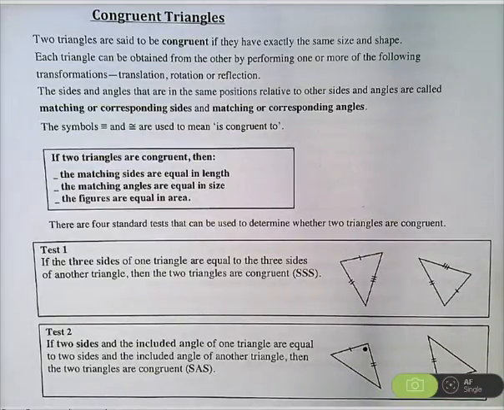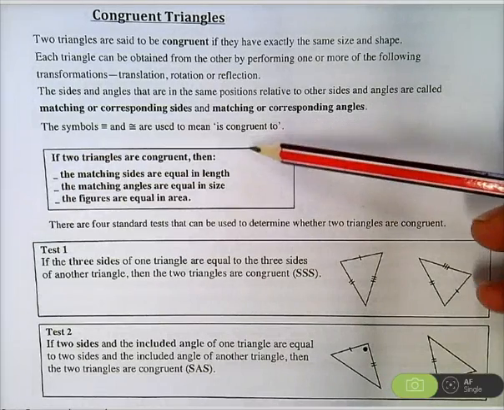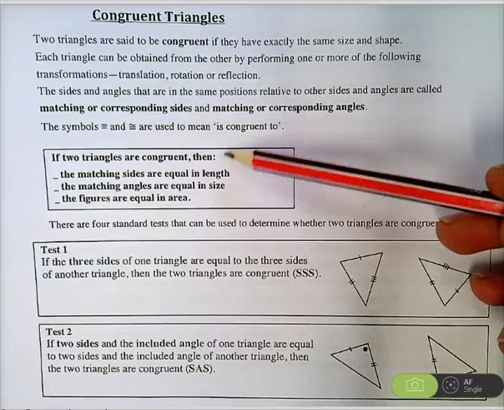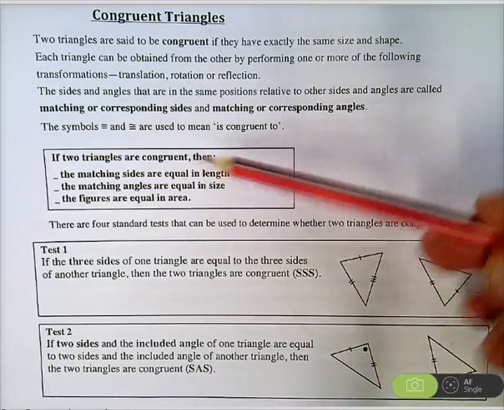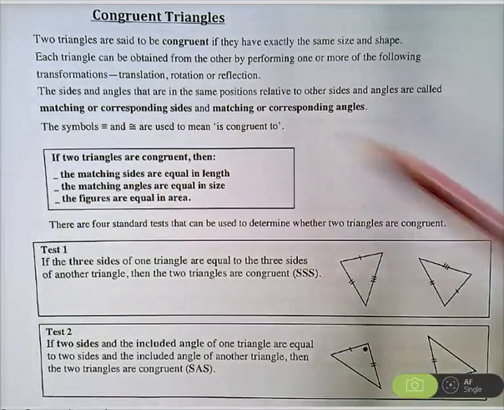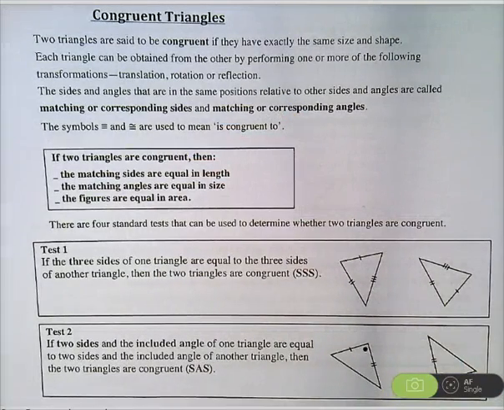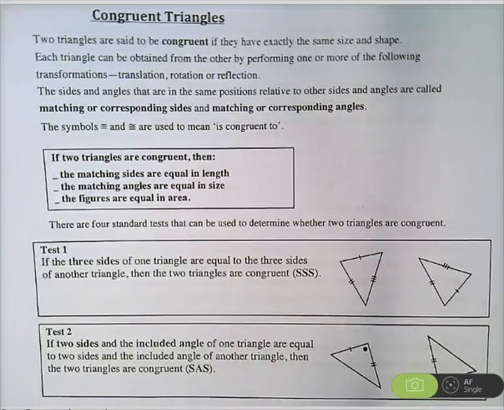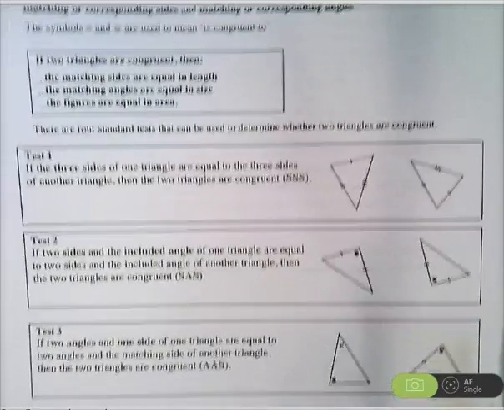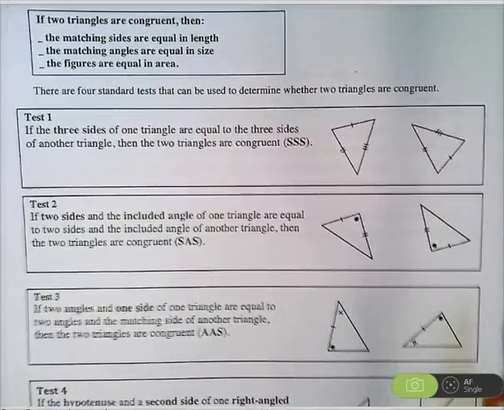Okay, so just remembering before we do the 4 tests that if two triangles are congruent, then every matching side will be equal in length and the matching angles will be equal in size. And because the 2 triangles will be identical, they'll have the same areas and everything like that, okay? Now, to prove that 2 triangles are congruent, we just need to do one of these 4 tests.